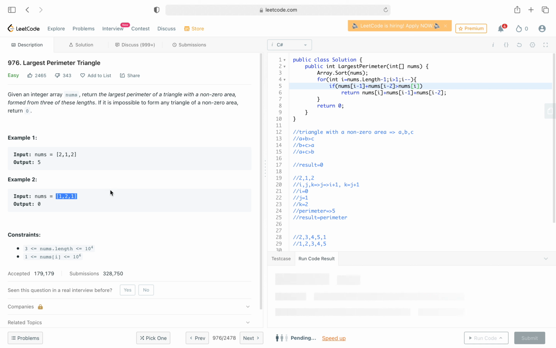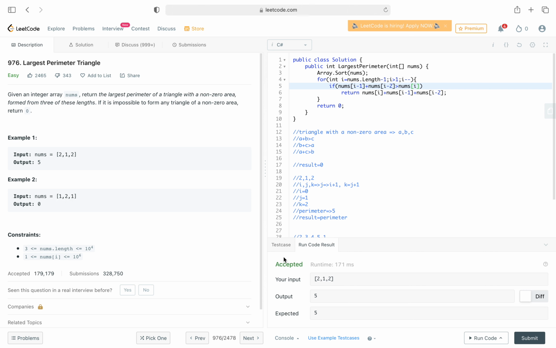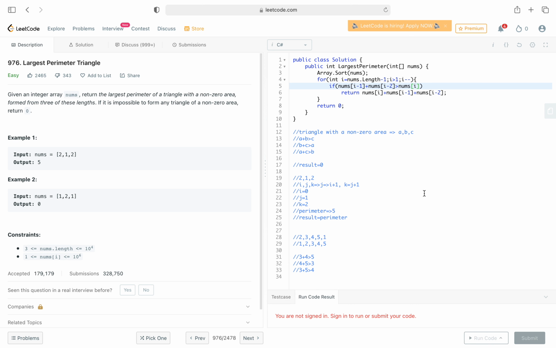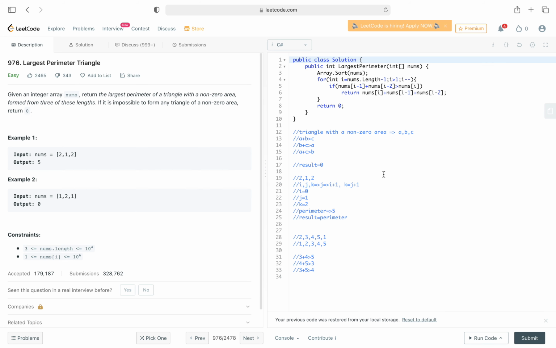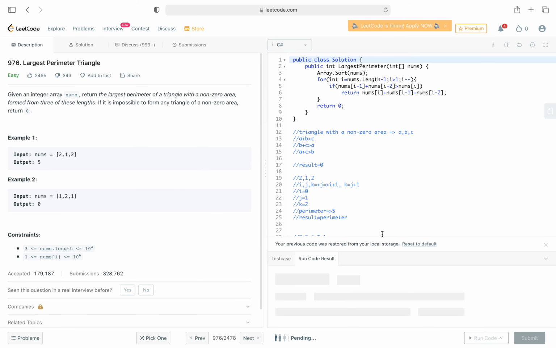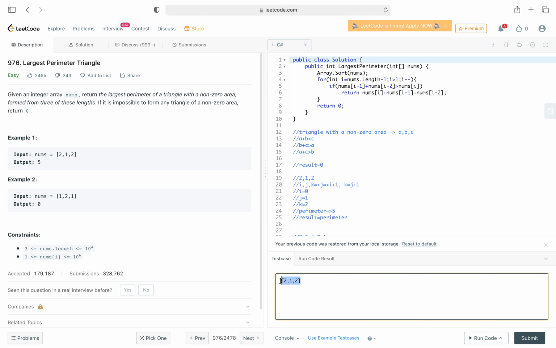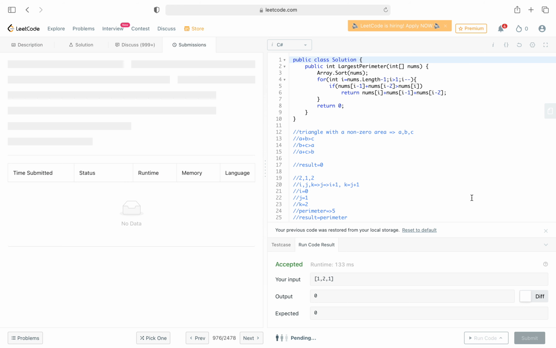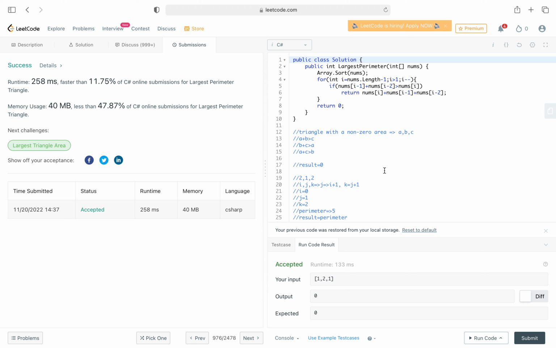Okay, let's try it again with another scenario. It should return 0 because we cannot form a triangle with non-zero area. I need to copy this one. Okay, let me submit this one to see what will happen.